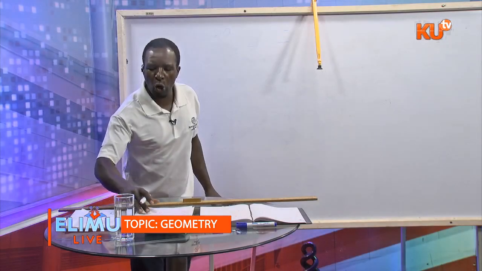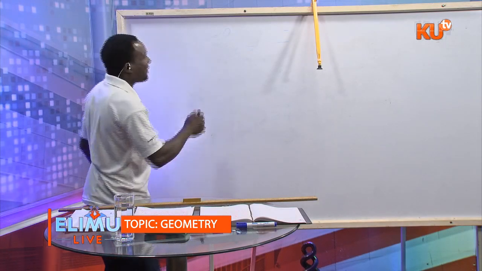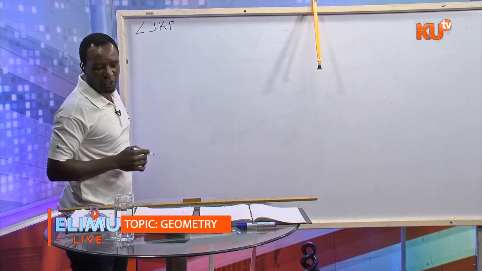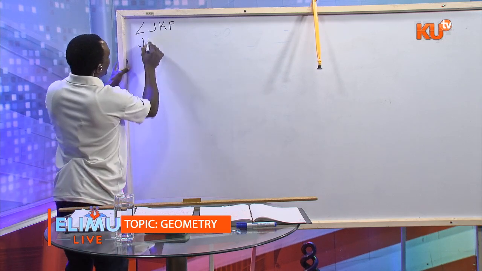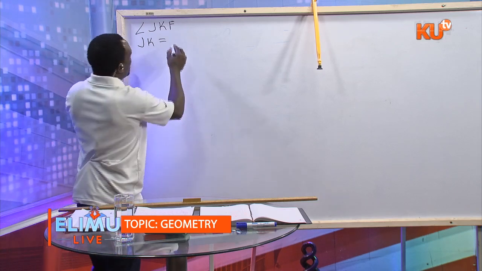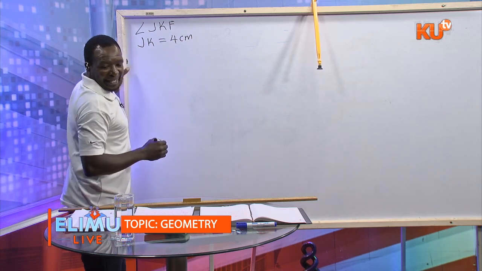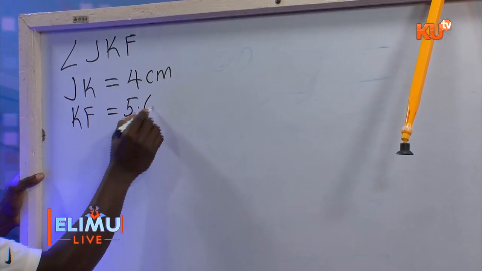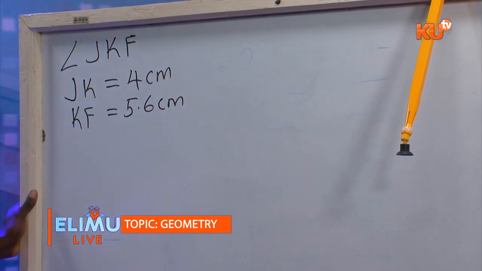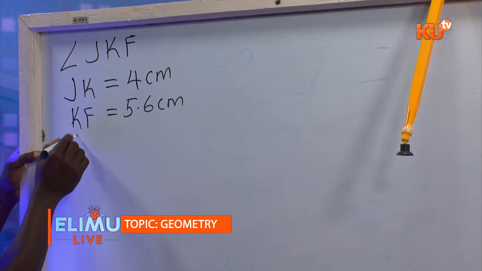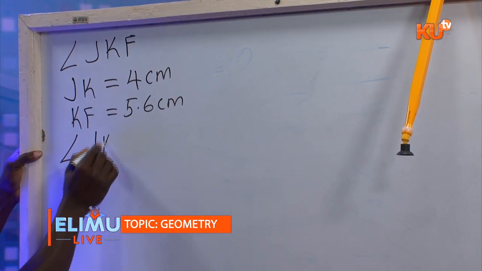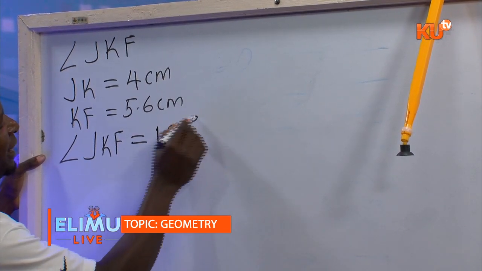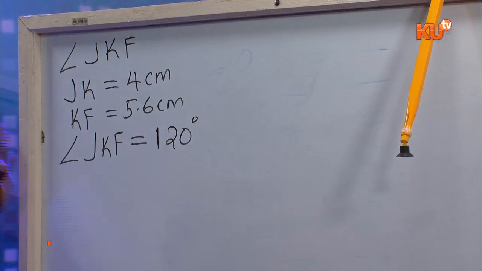After reading the question, go step by step. You have a triangle JKF. That is the triangle that you're required to construct, in which JK is equal to 4 centimeters, and KF is equal to 5.6 centimeters, and angle JKF is equal to 120 degrees. Now you have this information.